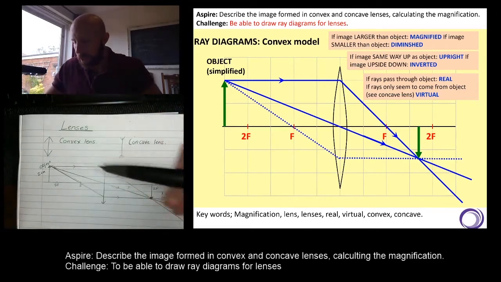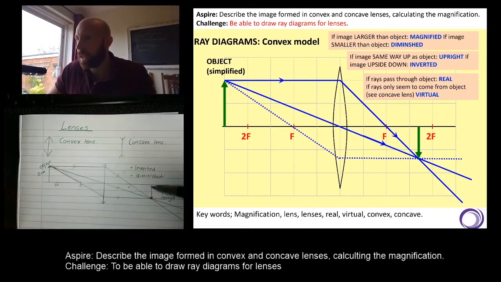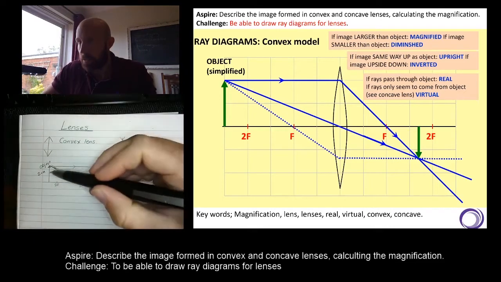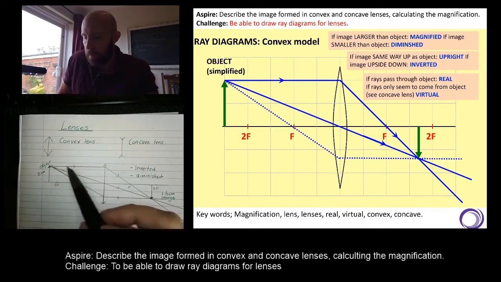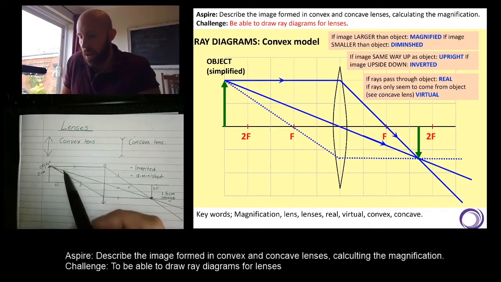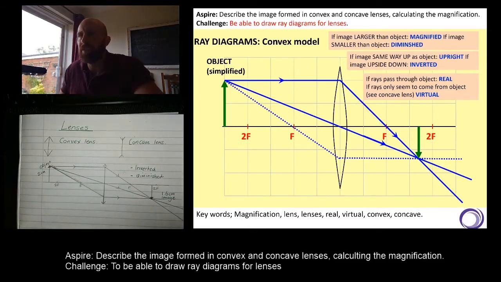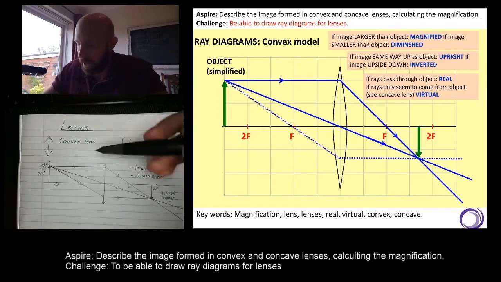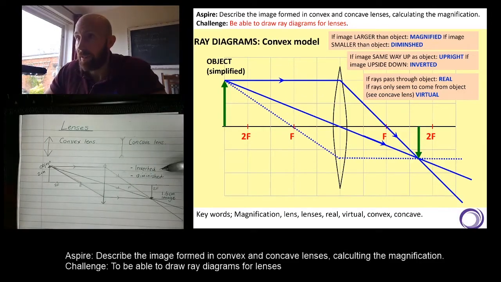So a real image is one that is on the opposite side of the lens to the object, and a virtual image is one that actually appears on the same side of the lens to the object. And we'll have a look at those when we look at the ray diagram for a concave lens.